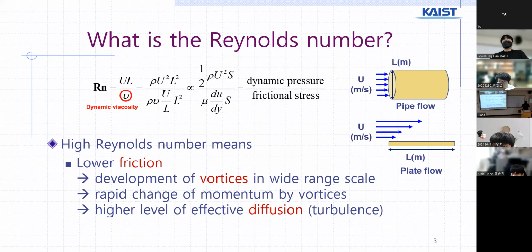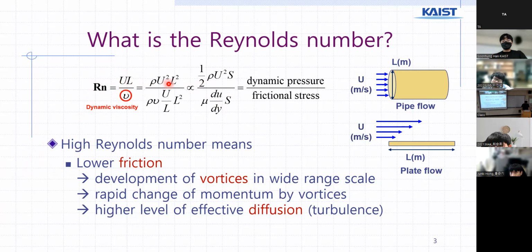So first is Reynolds number. As you guys might already be familiar with, Reynolds number can be expressed by these mathematical terms. So this is the velocity of the flow particle, and this is the dimensional length. And Reynolds number is represented as this term divided by dynamic viscosity.